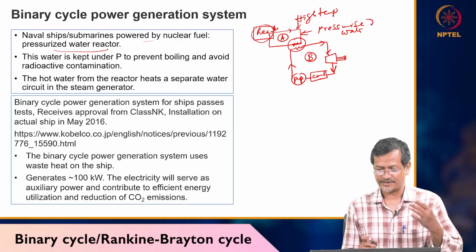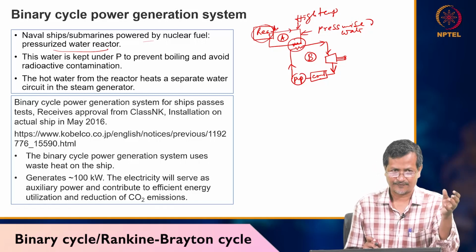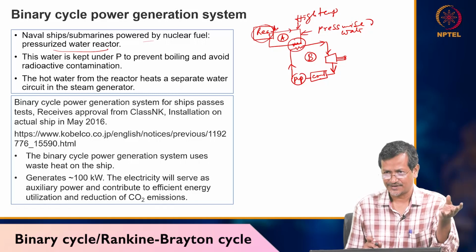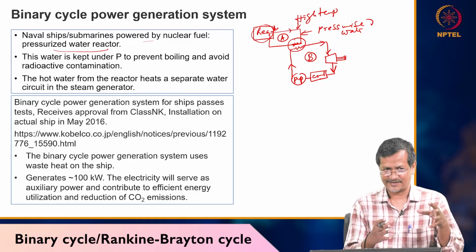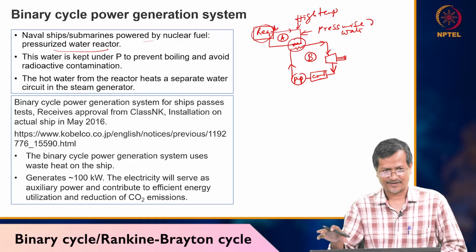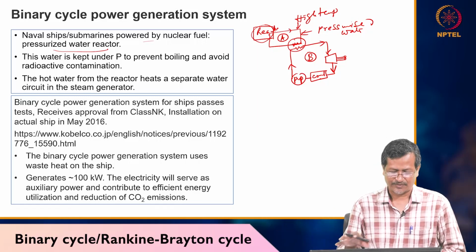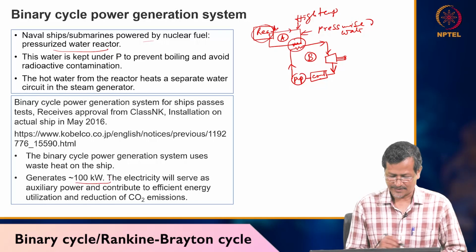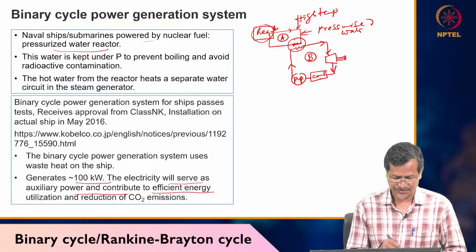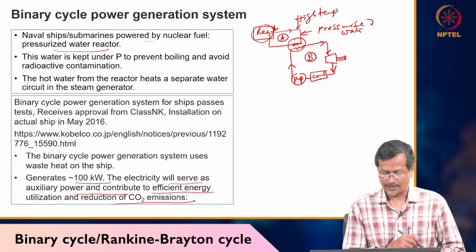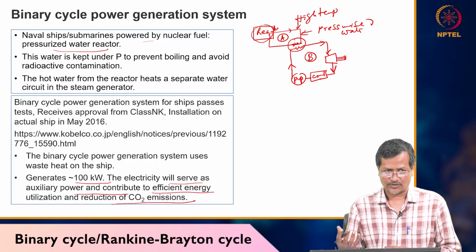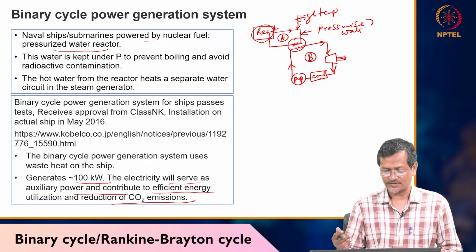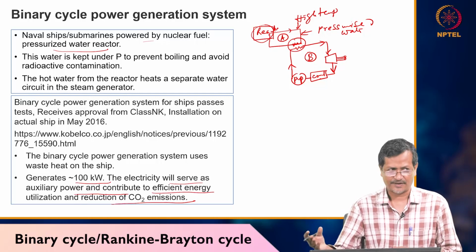So wherever waste heat is there, for example, you have any boiler system, you have extra exhaust gas or IC engine, that exhaust heat or waste heat can be used to run another steam turbine system where you can generate a certain amount of energy. So it generates 100 kilowatt power. The electricity will be serving as auxiliary power to contribute to efficient energy utilization and reduce carbon dioxide emission. Okay, so normally that waste heat can be utilized to drive a turbine system, and you can utilize it for your shipping and many other purposes.